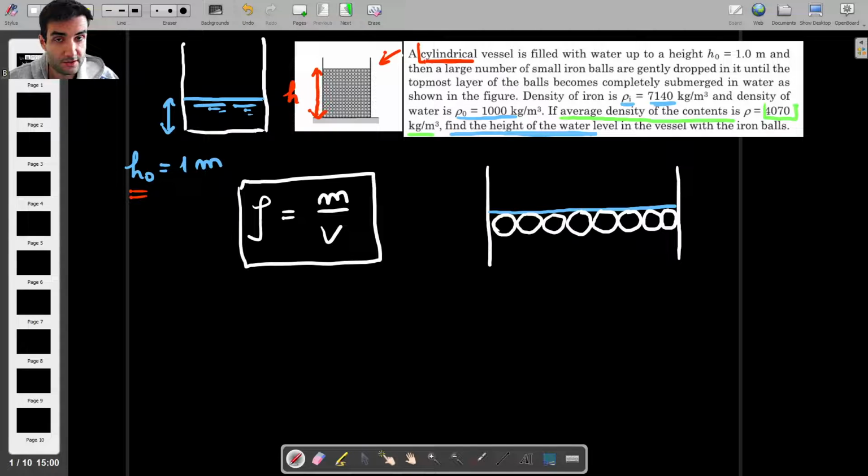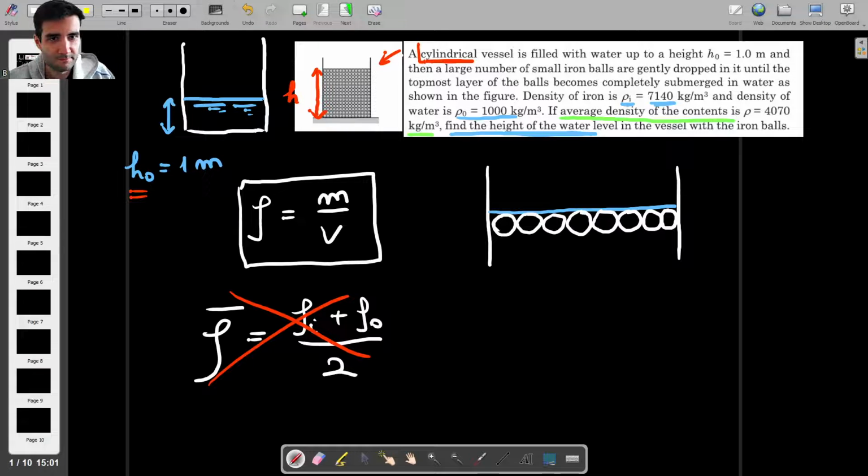So here's the first thing I would write. This average density might confuse some people. This 4,070 kilograms per meter cubed, what exactly is the average density of the contents? Before I tell you what this is, I'll tell you what this is not. The average density is not the density of the iron plus the density of the water divided by 2. Because if you take 7,140 plus 1,000 and divide that by 2, you are not going to get this.